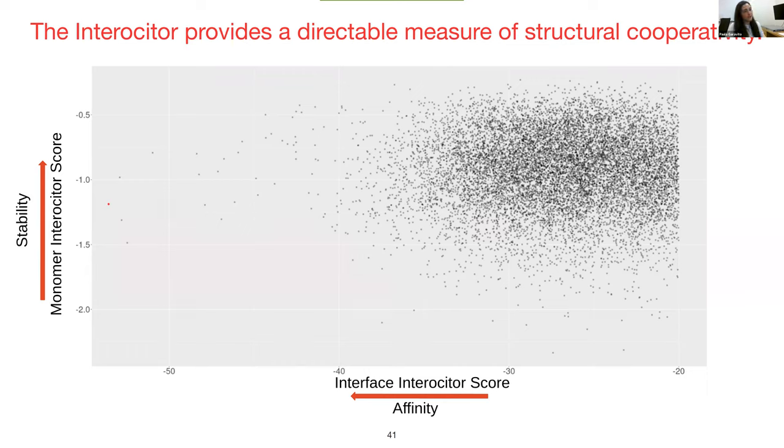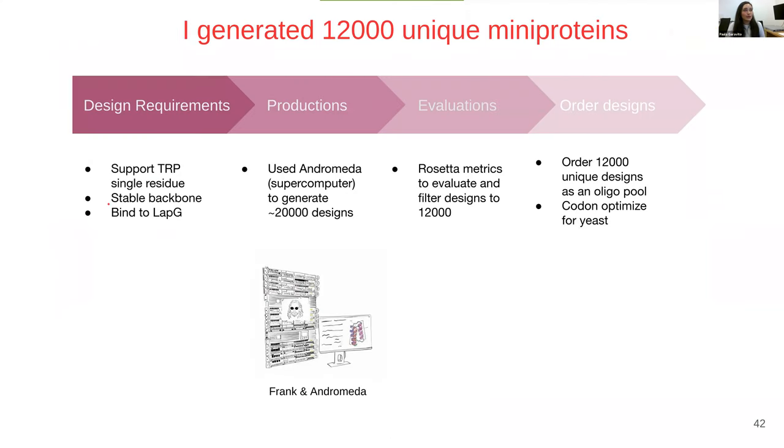After I went through all these metrics, I ordered 12,000 unique designs as an oligo pool. My idea was to cut them and optimize them for yeast, because I wanted to use yeast display technology as my initial experimental workflow.